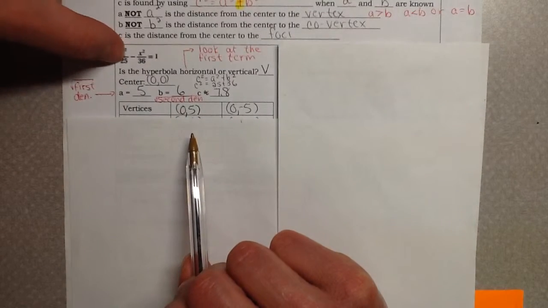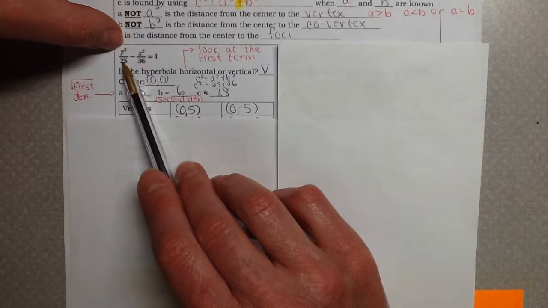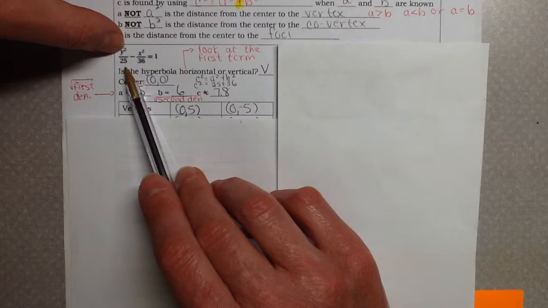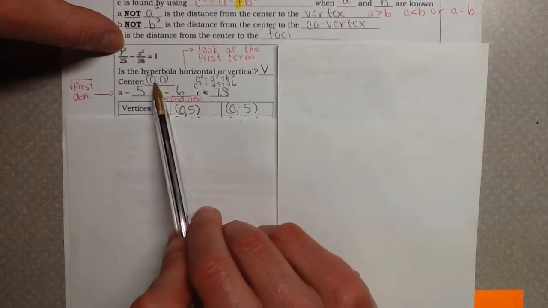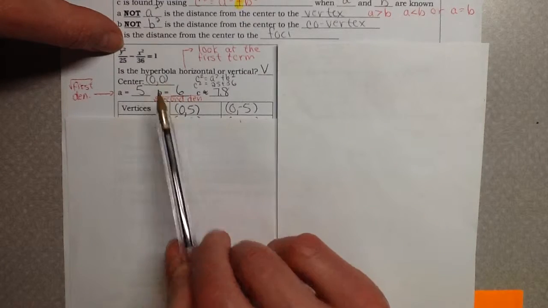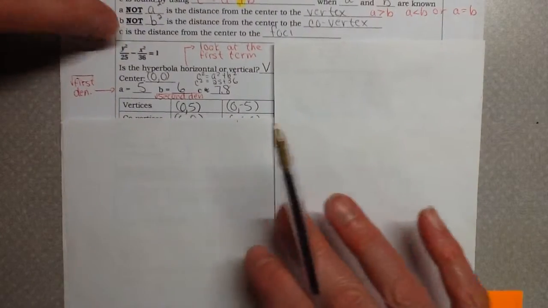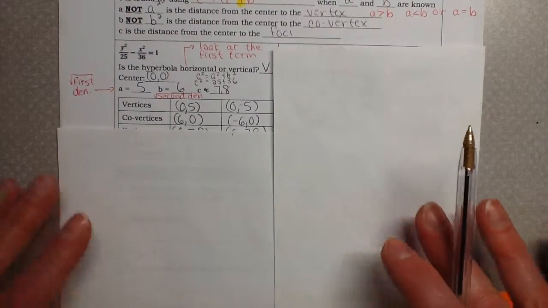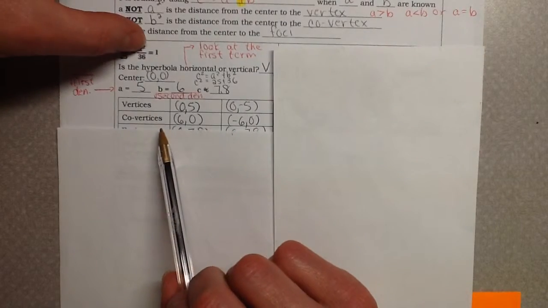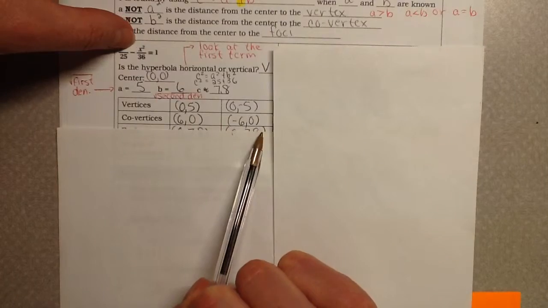A is going to be here, and we're going vertical, so we know we have to count 5 on the y-axis. So from my center, I'm going to add and subtract 5 from the y-coordinate. So that's (0, 5) and (0, -5). And then for the co-vertices, I'm going to add and subtract 6 from the x. So (6, 0) and (-6, 0).